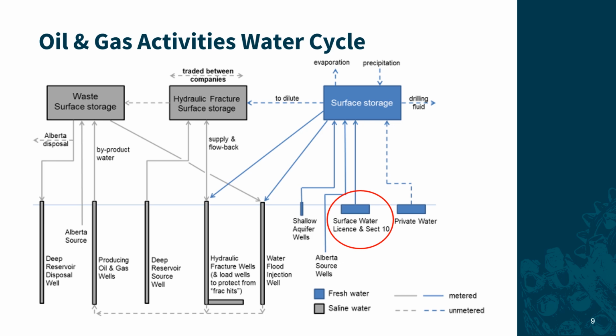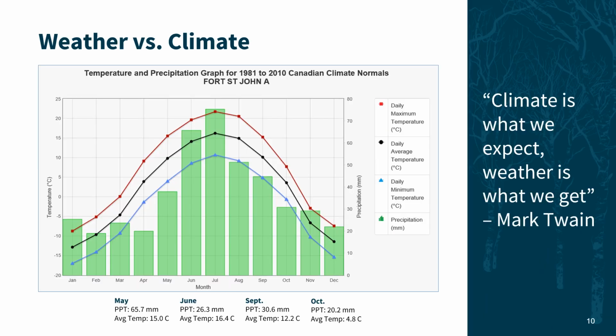So something that we really use quite often in hydrology to make water decisions is comparison of weather and climate and review of those conditions. So first of all, what is the difference? Mark Twain put it very eloquently back in the day that climate is what we expect and weather is what we get. And this can be seen in this plot of the monthly climate averages for temperature and precipitation at the Fort St. John Airport.